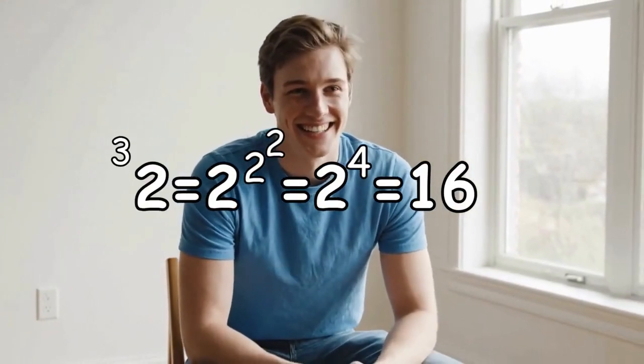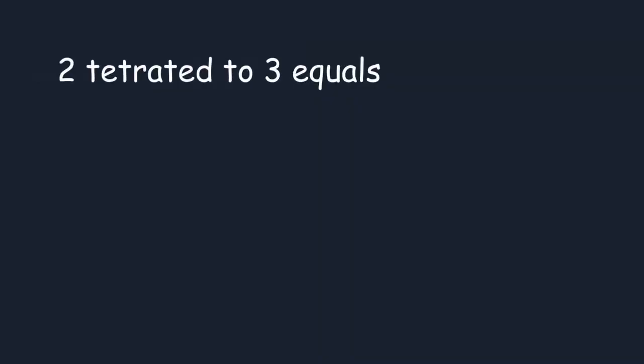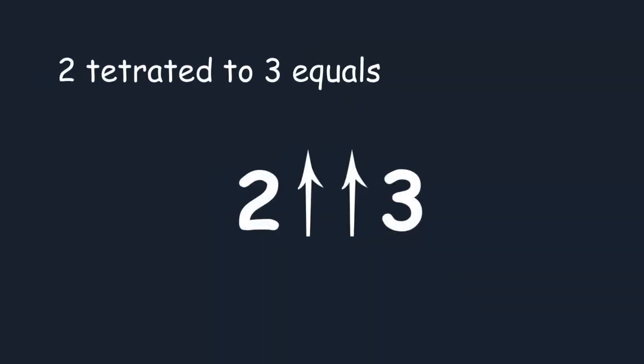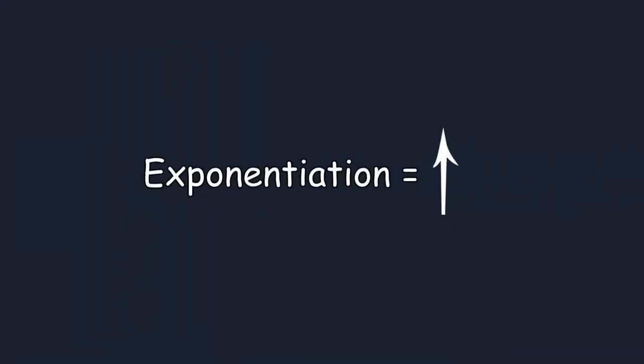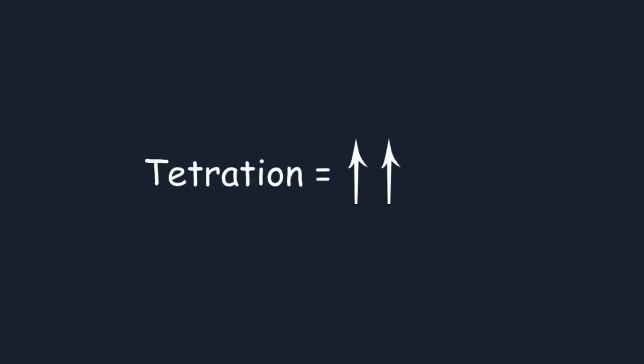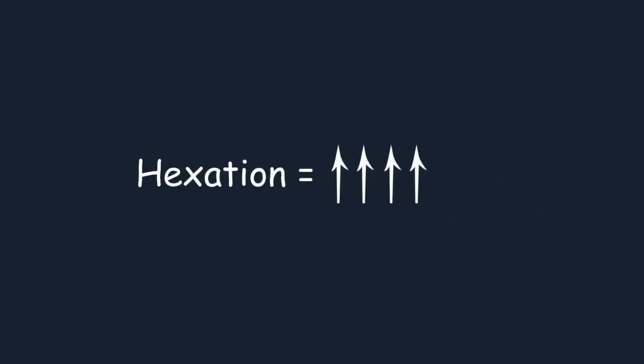The most common notation for this is up arrows, right? For example, 2 tetrated to 3 equals 2 double up arrow 3. Imagine then that you're thinking if something could exist beyond this. And yes, exactly. Exponentiation equals 1 up arrow. Tetration equals 2 up arrows. And after it comes pentation, which is repetition of tetration. Then comes hexation, which is repetition of pentation.